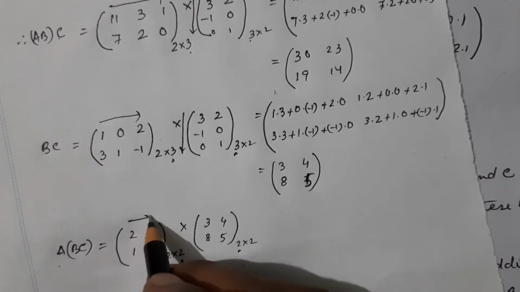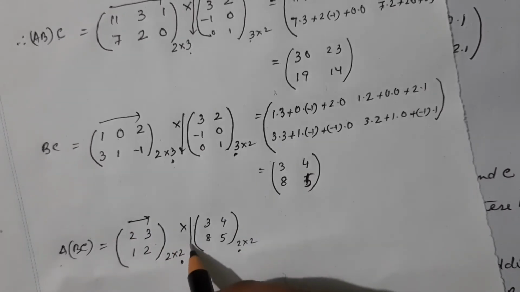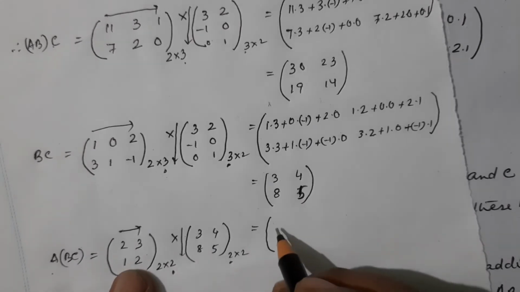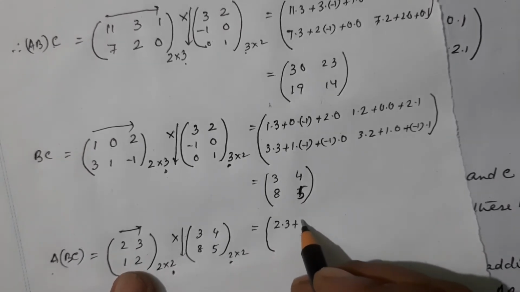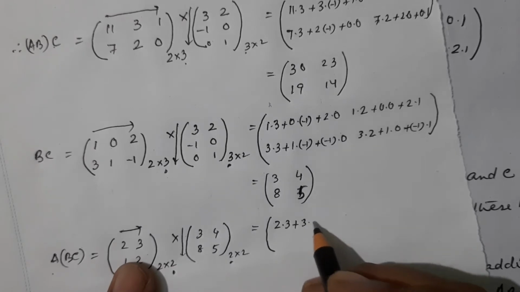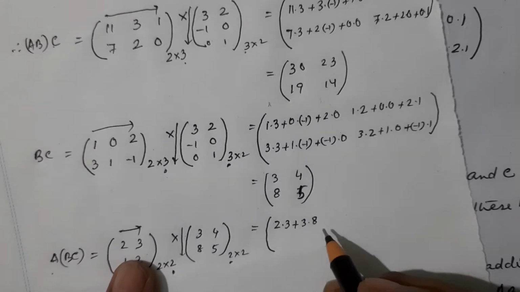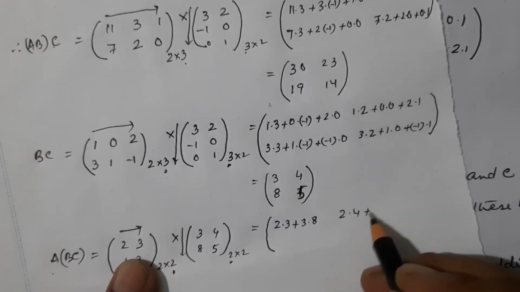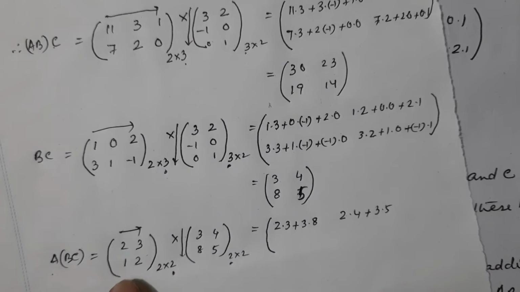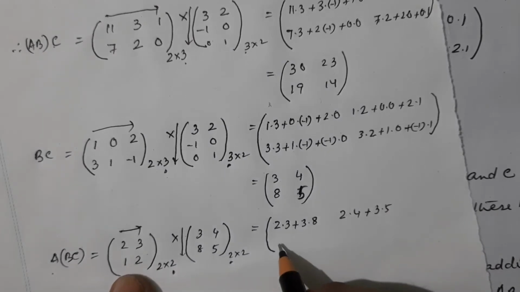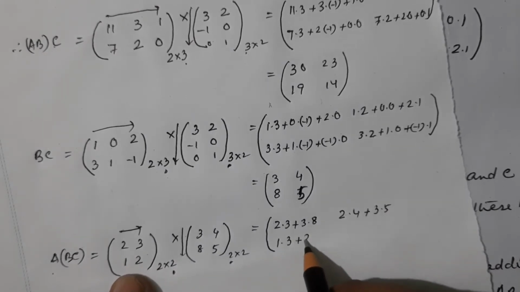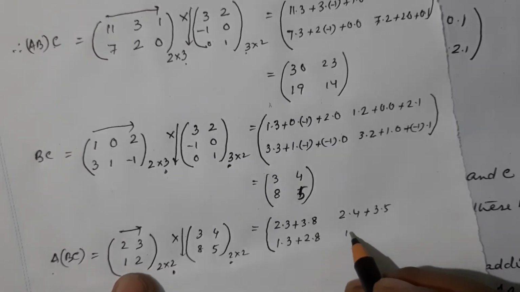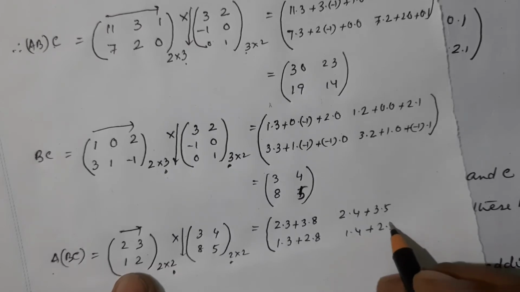So we can multiply first matrix row, second matrix column. That is equal to first row first column: 2 into 3 plus 3 into 8. First row second column: 2 into 4 plus 3 into 5. Second row first column: 1 into 3 plus 2 into 8. Second row second column: 1 into 4 plus 2 into 5.